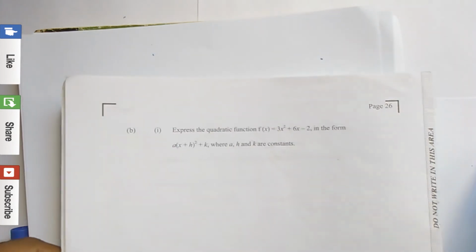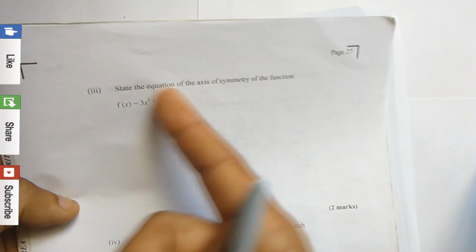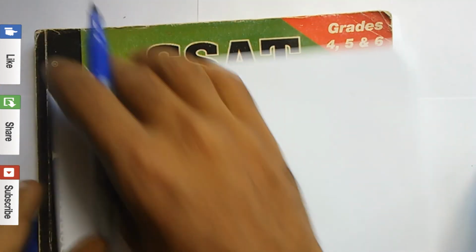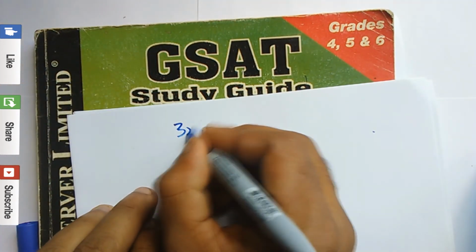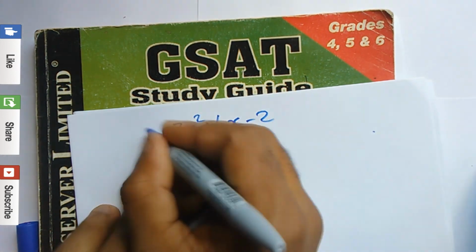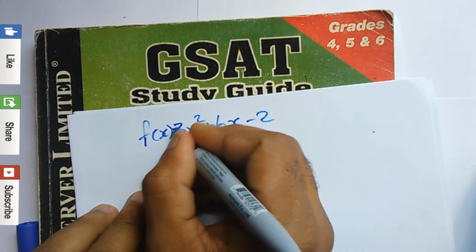So with this question, we're supposed to complete the square, state the minimum value. And with this one, I'm supposed to do what? State the equation for the axis of symmetry. With this one, sketch the graph, 4 marks. Alright, so I'm just going to run through this question. So I'm going to go through a bit fast. So the function f of x is equal to 3x squared plus 6x minus 2.